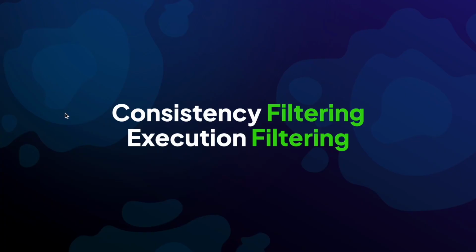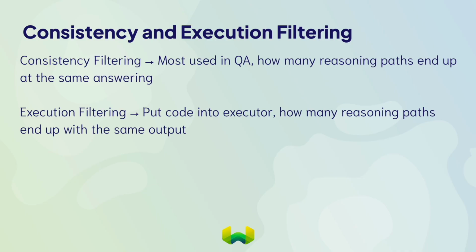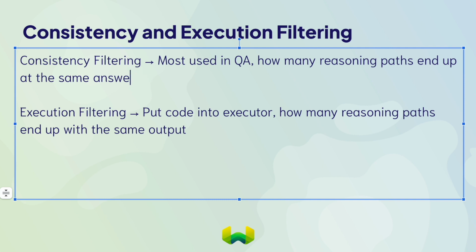In addition to the comparison between concise and verbose prompting, the authors are also going to explore consistency filtering and execution filtering. So to give a quick background before we dive into the OpenAI playground and get an example of what this kind of randomness in large language model decoding looks like, consistency filtering is mostly used in question answering. This is where you sample diverse reasoning paths, and the ones that end up at the same answer, that's going to be the final answer.